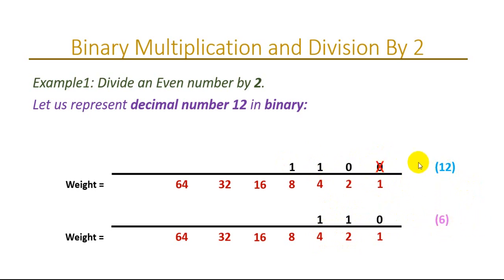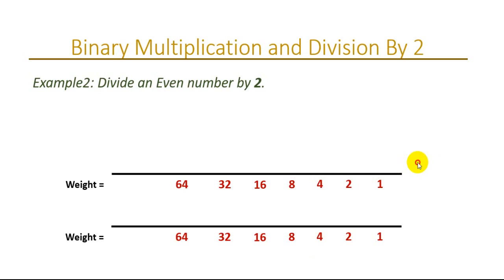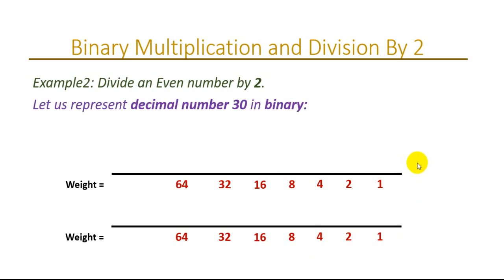Okay, so let's see another example of this. This time let's divide 30 by 2 and see. So we should get 15. How do you write 30 in binary? 1 16, 1 8, 1 4, 1 2, 0. How does this become 30? 16 plus 8 is 24. 24 plus 4 is 28. 28 plus 2 is 30. No ones. So this is actually 30.